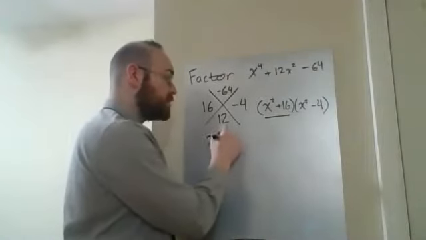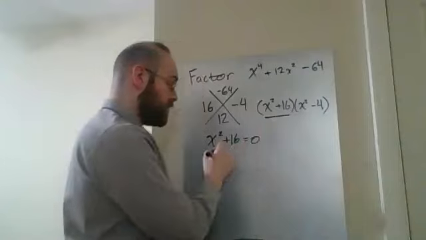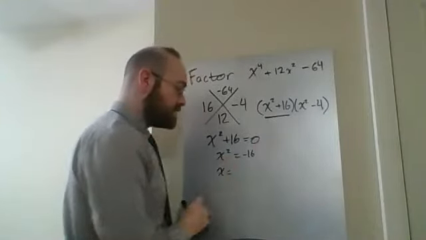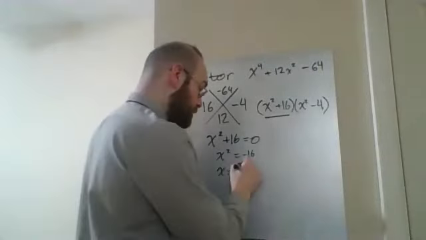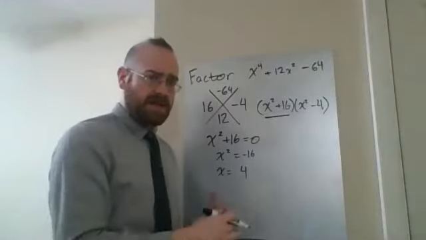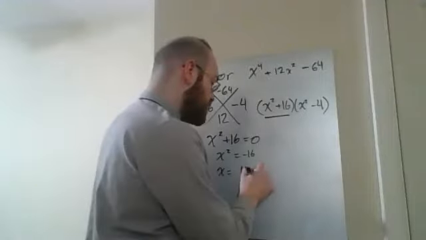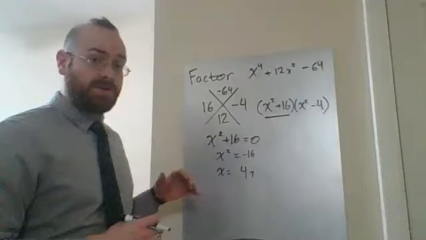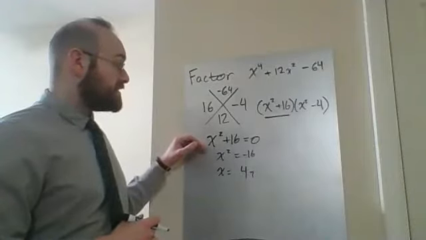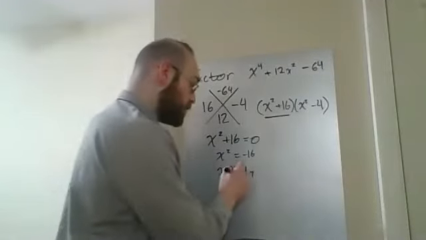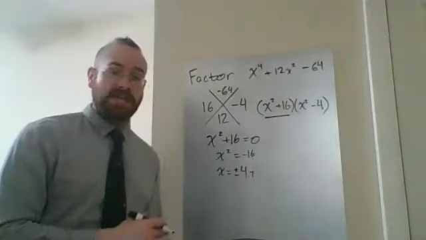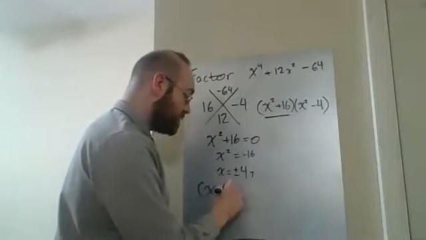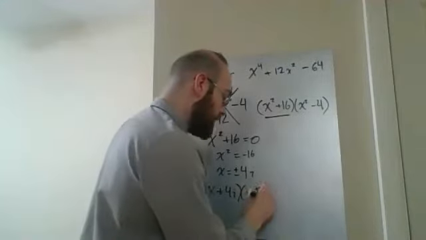So if we start with x squared plus 16 equals 0, we subtract 16 from both sides. We take the square root of both sides. The square root of 16 is 4. And then the square root of any negative number gives us an i, that imaginary unit. And since we are solving an equation, by the fundamental theorem of algebra, x squared plus 16 has two solutions. So we need to make sure we have the positive and negative square roots. As our factors, that would be x plus 4i times x minus 4i.